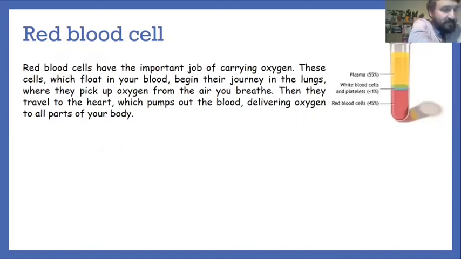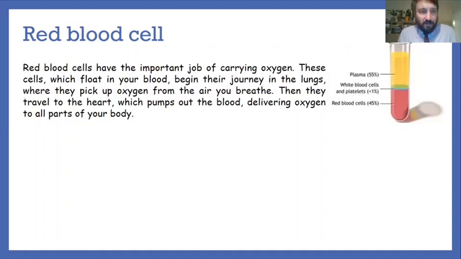Here we go. Just to recap on some of that important information, the red blood cells have that important job of carrying oxygen. These cells, one of these little red Smarties, float in your blood and begin their journey in the lungs.